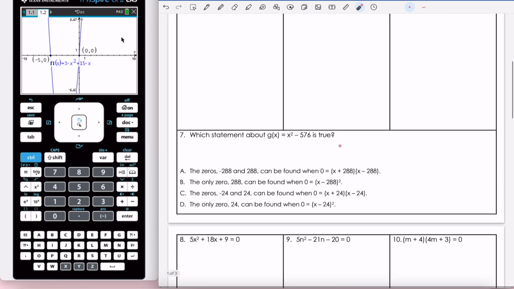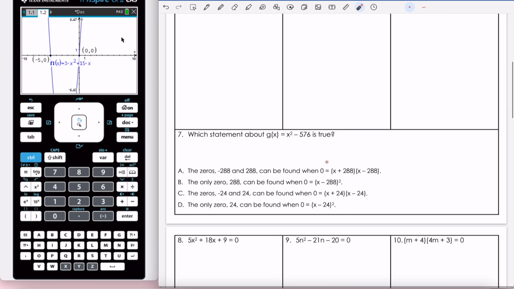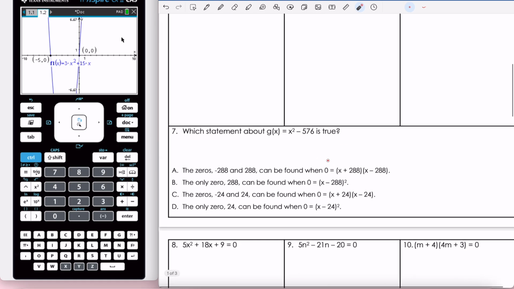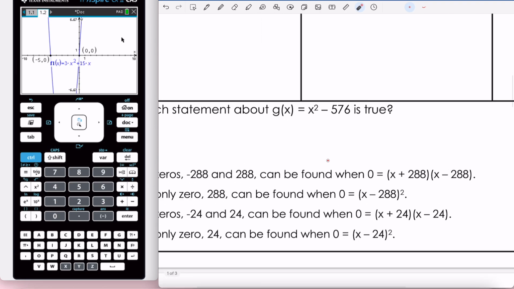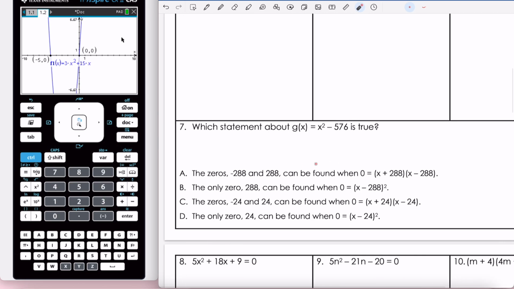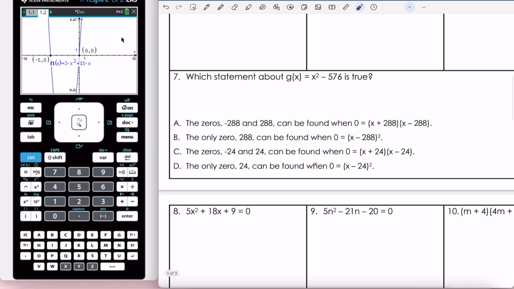Let's move on. I'm not going to do number 7 with you, but I do want to explain it to you. When you look at number 7, it says, which statement is true about g of x equals x squared minus 576. Now, guys, when you look at this problem, it should kind of be alarming you that this is a special case because, one, I only have 2 terms, and my middle term, the bx term, is missing.